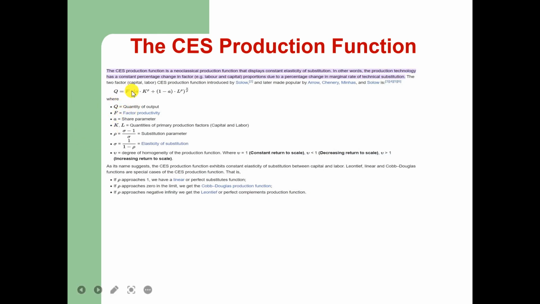A or alpha in this production function shows the share parameter, so this is a distributive parameter. K and L are the quantities of the factors of production, capital and labor respectively. Rho is a substitution parameter and it is equal to sigma minus 1 divided by sigma, whereas elasticity of substitution is defined as sigma, that is equal to 1 divided by 1 minus rho.